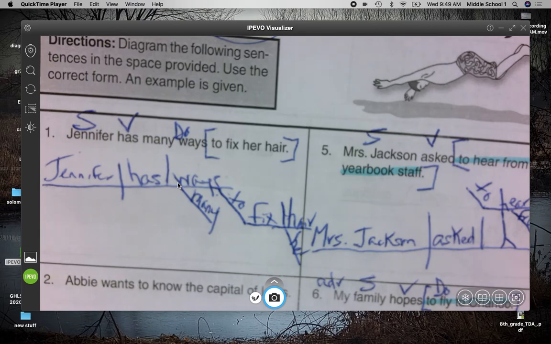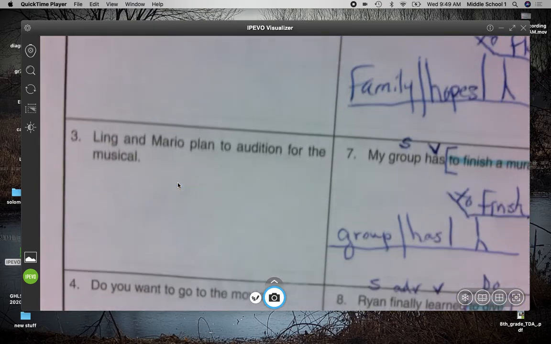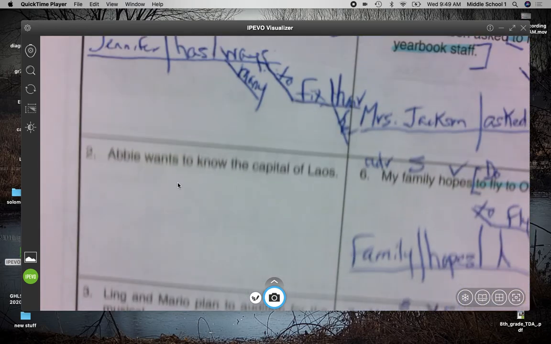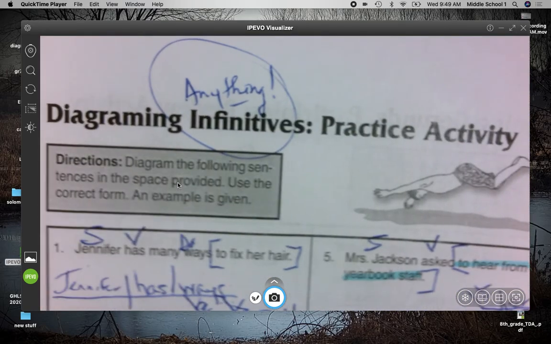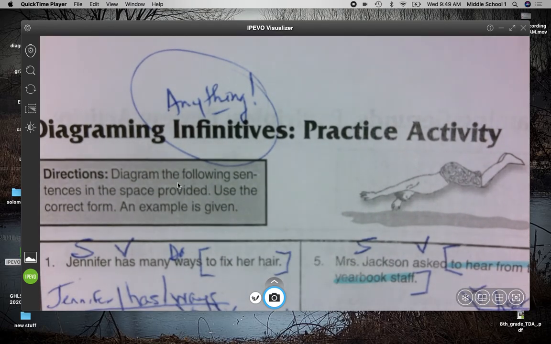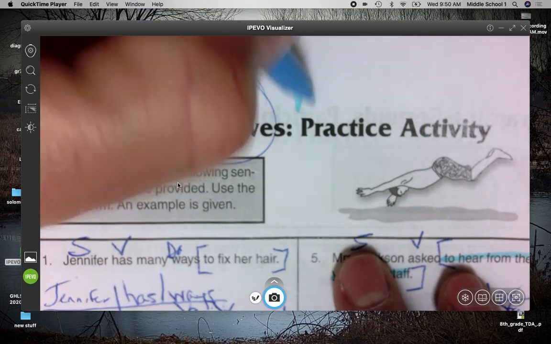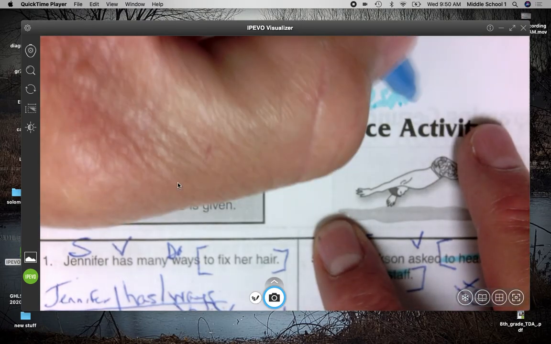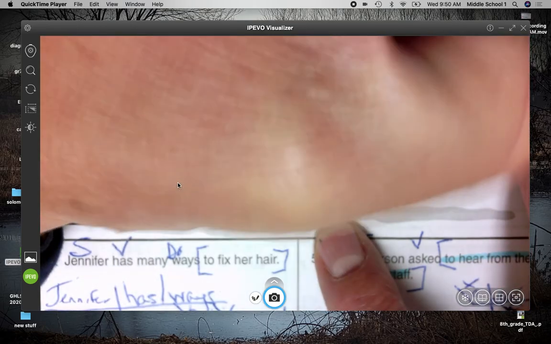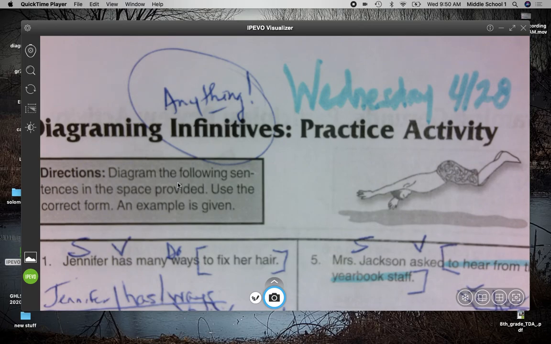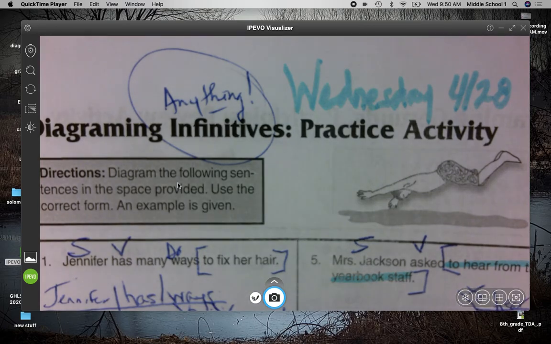What I'd like for you to do is to continue with numbers 2 and 3 and 4 on the diagramming infinitives practice activity. Again, this is my assignment for today, Wednesday, which is 4/28. If there are any questions concerning this, please contact me by way of GoGuardian.